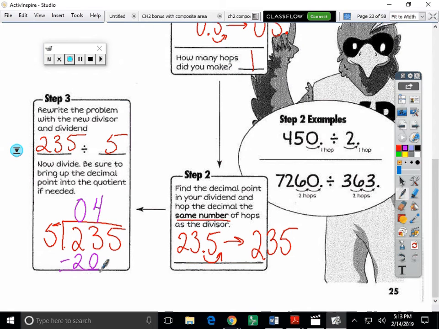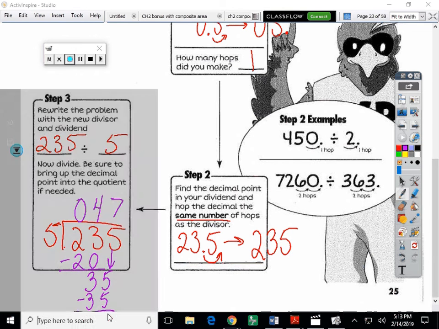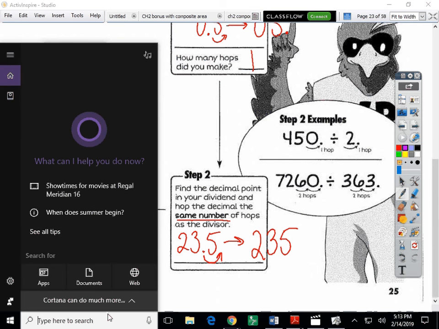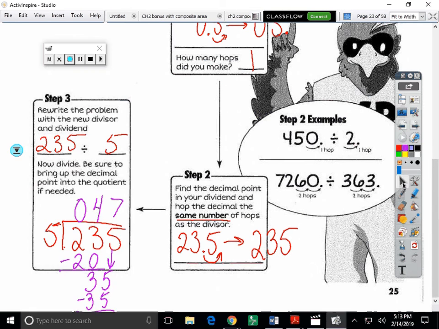And I'm handling this like a typical long division at this point. When I subtract, I'm left with 3, and I know things are going really well. I always check to make sure that my leftover 3 is smaller than my divisor, and it is. I'm ready to bring down the next place value, and 5 goes into 35 7 times. Well, because 7 times 5 is 35. When I subtract, there's nothing more left over. Oh, we've got Cortana helping us out now. Go away, Cortana, somehow. There we go. And it looks like I got a final answer of 47.